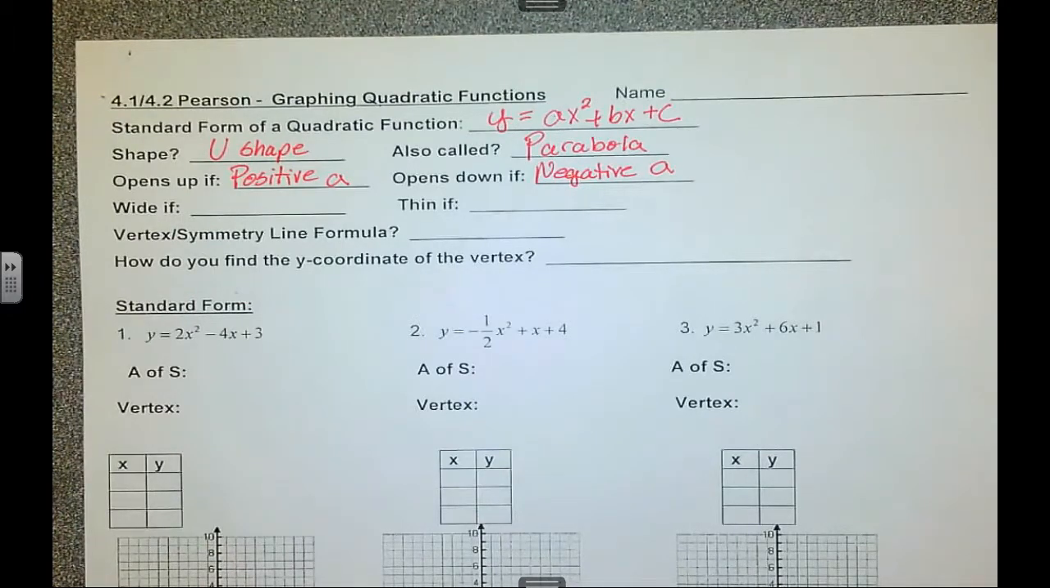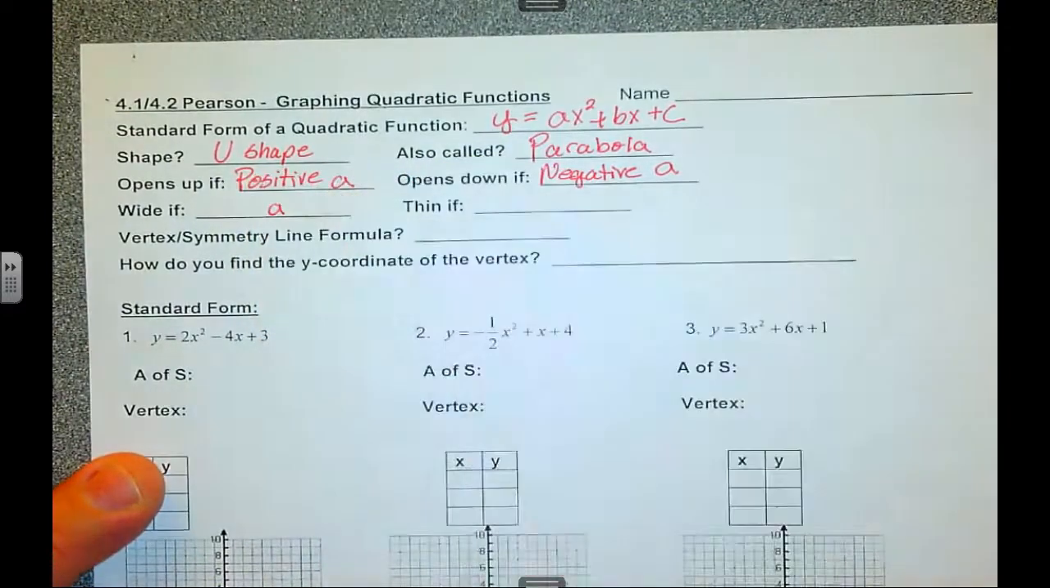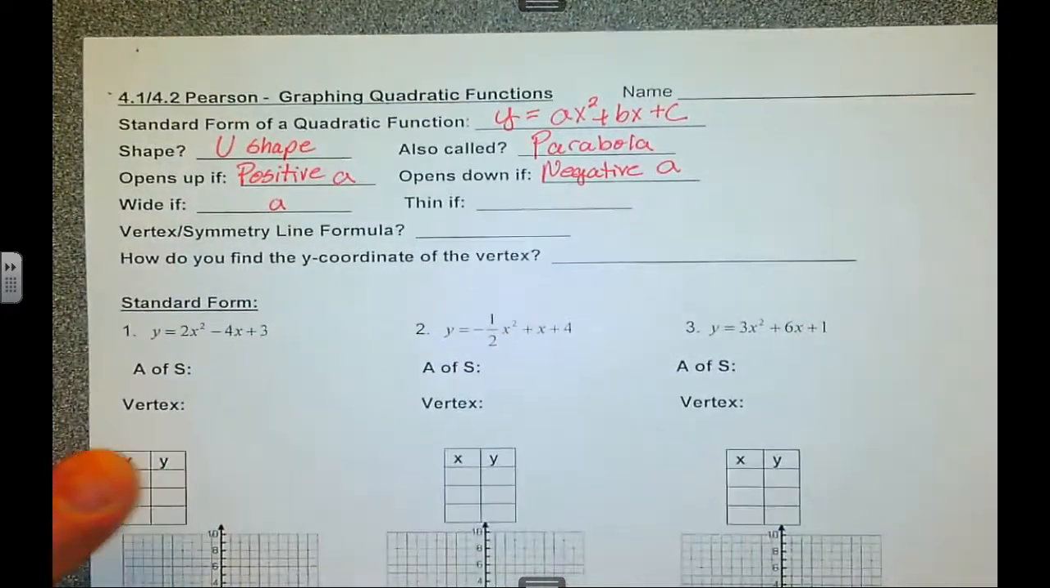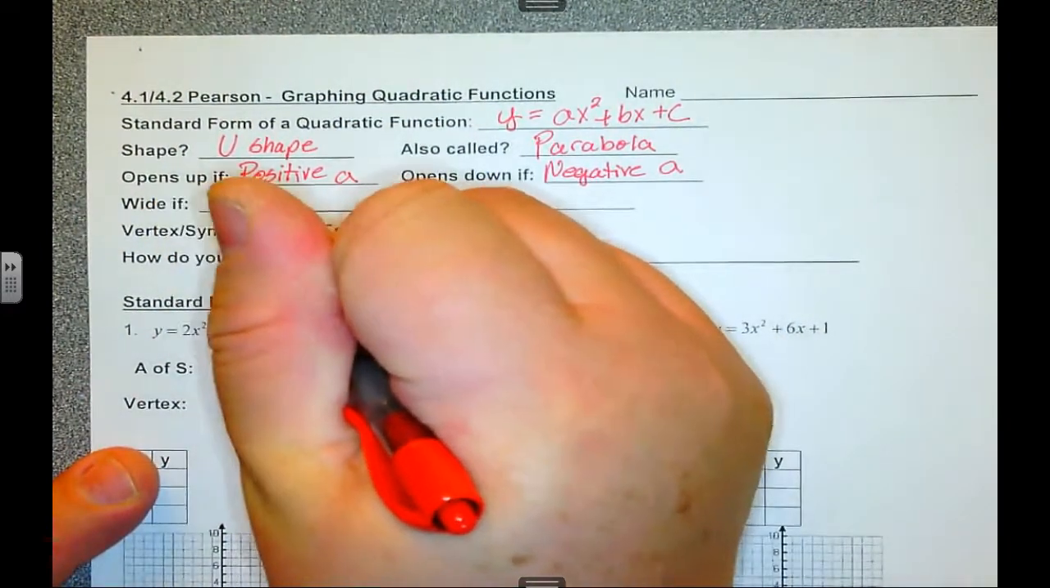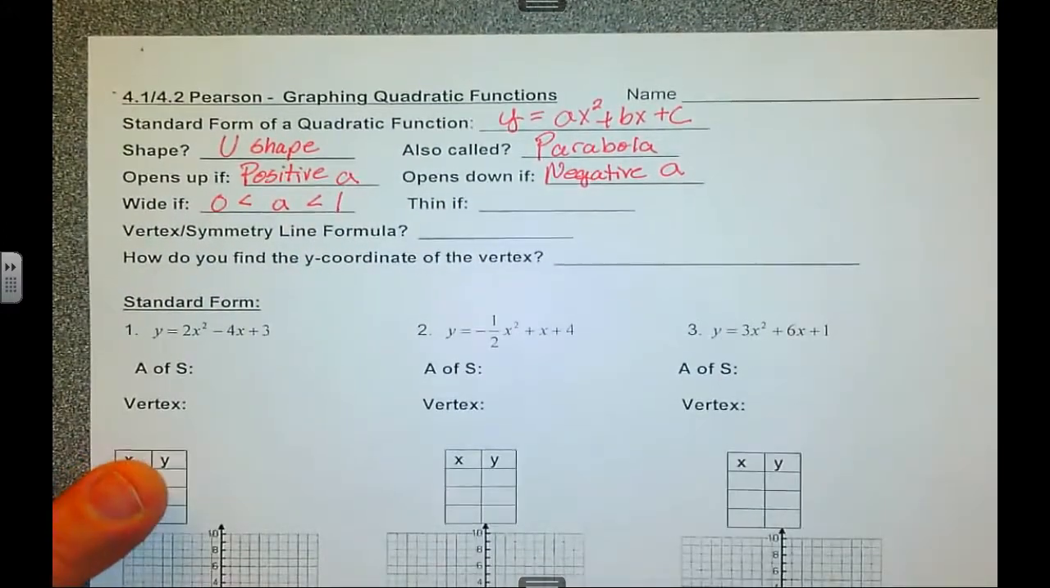Just like when we were working with our absolute value functions, they get wider or stretched. We're going to do examples of it. Wide if A is a fraction between 0 and 1. The way we write that in mathematics is if A is greater than 0 and less than 1. That means it's a fraction between 0 and 1.